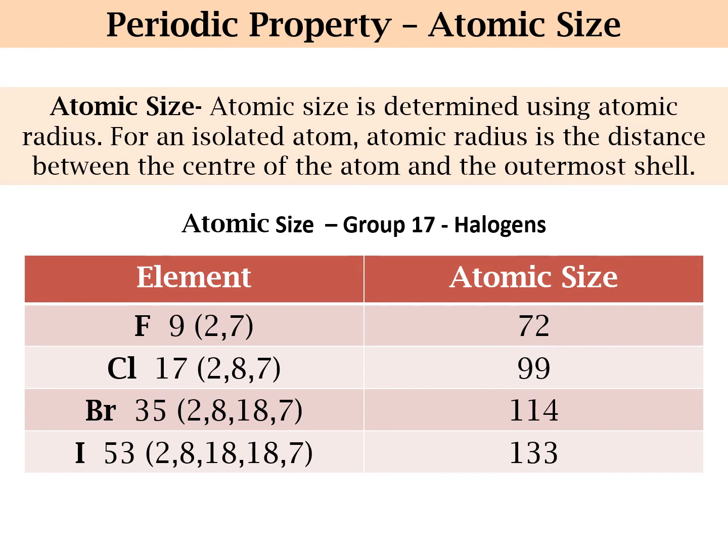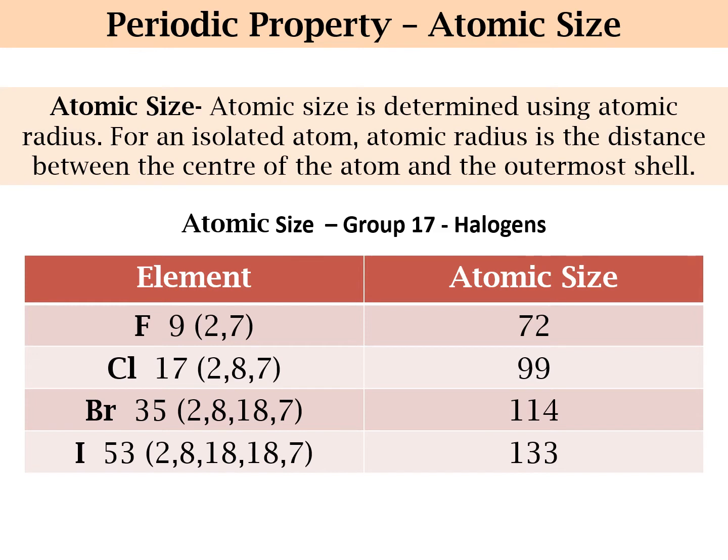Though we find that the atomic number is increasing, fluorine has 9, chlorine 17, bromine 35 and iodine 53, still we will find that as we move down a group, as the number of shells are added, this brings the electrons in the outermost shell farther from the nucleus, and hence the size of the atom goes on increasing.